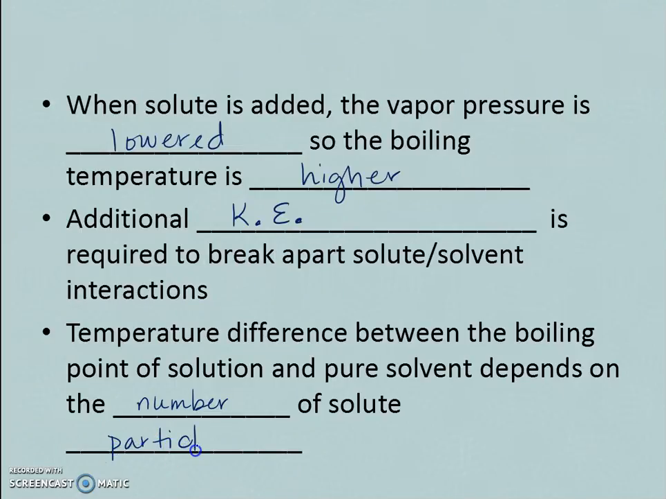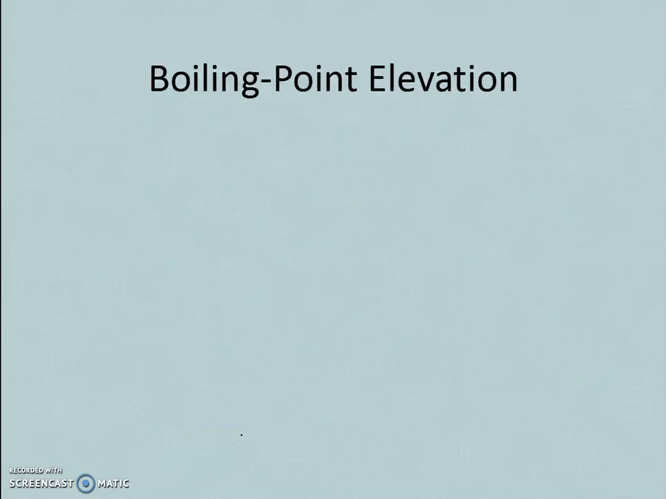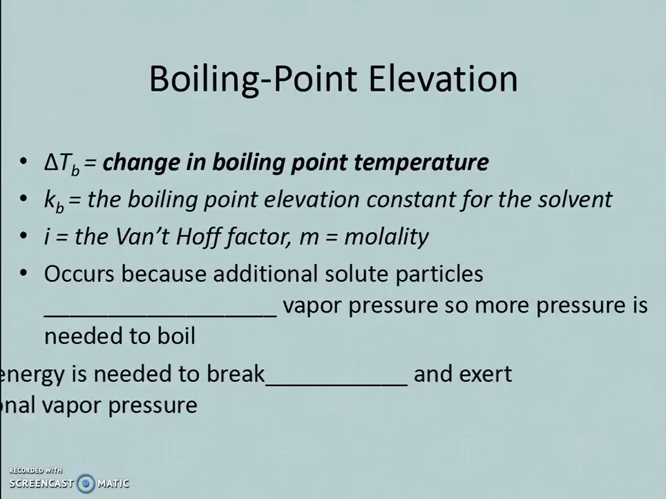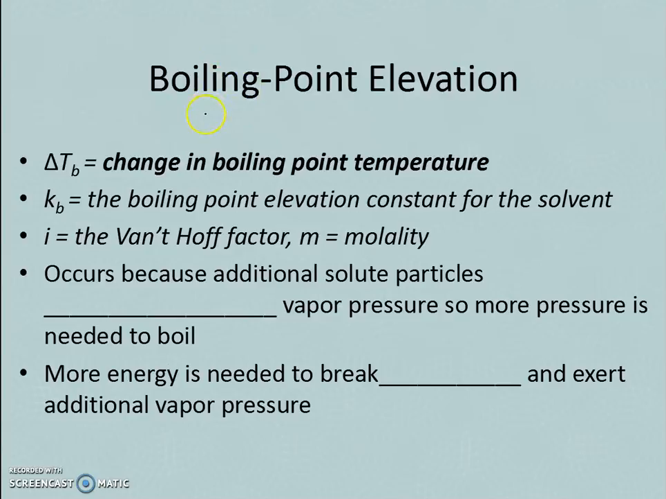Look, we heard that again. Must be important. The number. It doesn't matter on the identity, the mass, or anything else like that. We do have this funky equation that you need to know. I think it's in here. Did I leave it in here? No. All right, so my equation is delta TB, which means the change in the boiling temperature, is equal to KB times M times I.